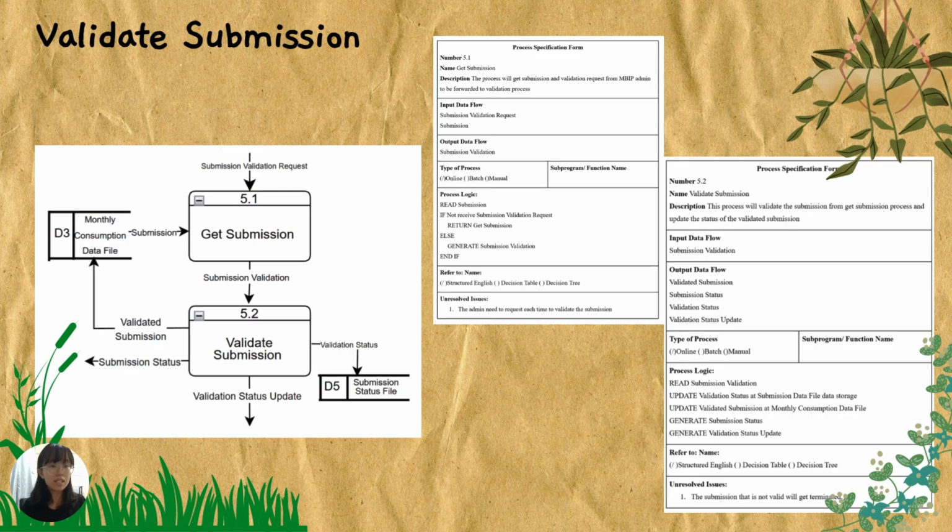Then this is the validate submission. Same as just now, we got the validate register. Now we got the validate submission. So the admin needs to make sure that every single piece of data that the user or participant inputs is correct and real.